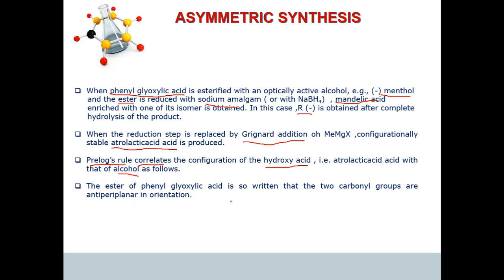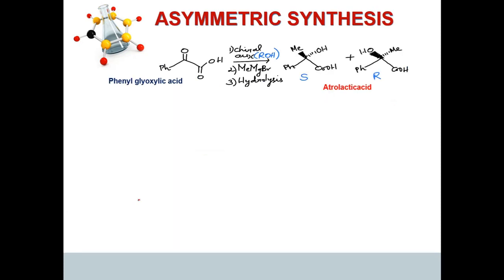The ester of the phenyl glyoxylic acid is so written that the two carbonyl groups are anti-periplanar in orientation. This is my phenyl glyoxylic acid. What I do is I take up two alcohols. Please listen to this process very carefully. As far as Prelog's rule is concerned, I have to take phenyl glyoxylic acid, I have to take some alcohol, a chiral alcohol.